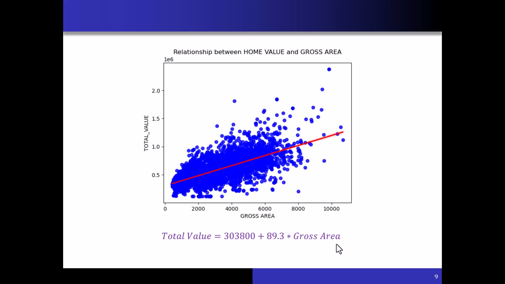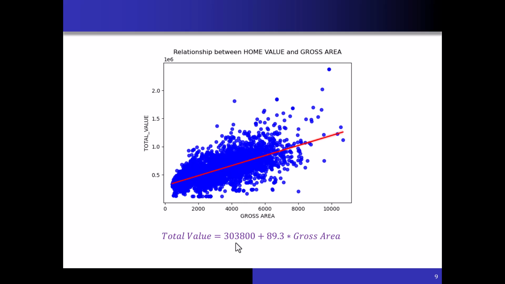So how do we interpret these coefficients? Again, the first coefficient, which is the intercept, 303,800, is the value of houses in the Roxbury region of Boston when the gross area is equal to 0. Which means even if the house does not have any area, this should be the bare minimum value of the houses in the Boston Roxbury region. So we can interpret this as the land value of the houses.